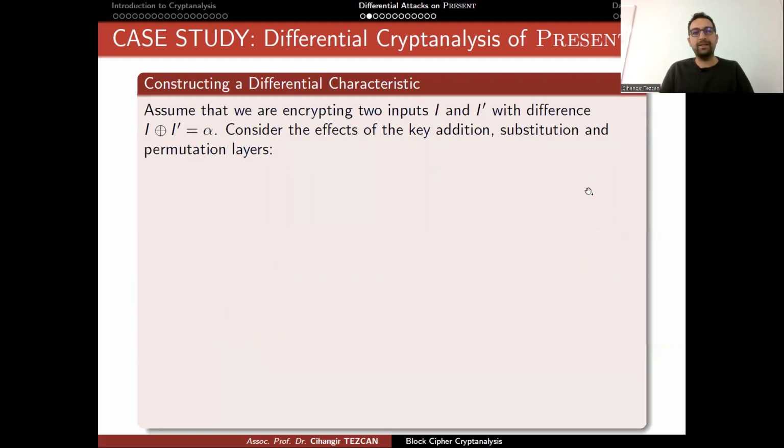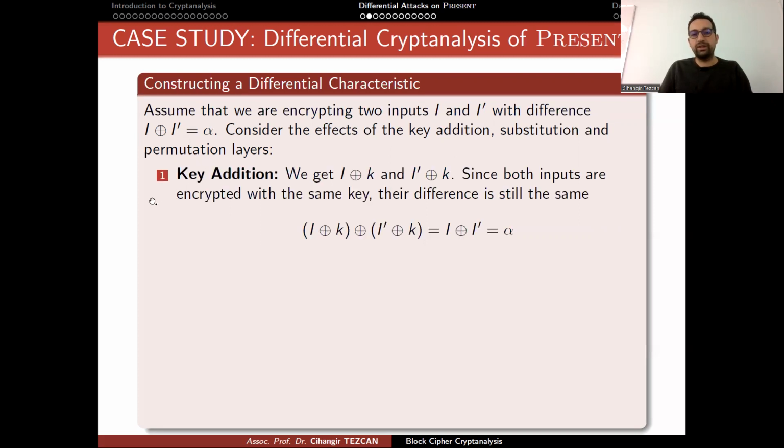So let's start with the idea. Let's start constructing the differential characteristic. Assume that we are encrypting two inputs, I and I prime, with difference I XOR I prime equal to alpha. Here we assume that we have control over alpha. But it doesn't matter. Just assume that we have two inputs and we know their XOR. So the question is, how do the key addition, substitution, and permutation layers affect this difference?